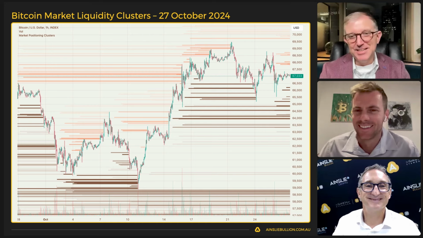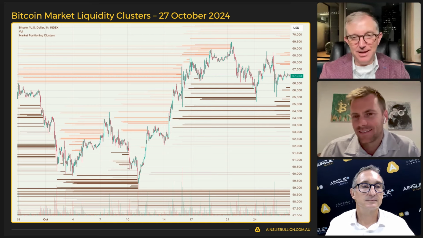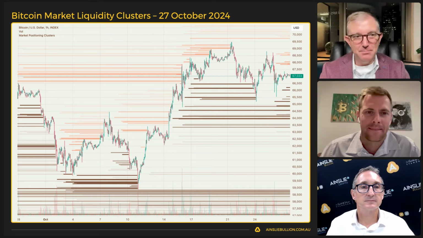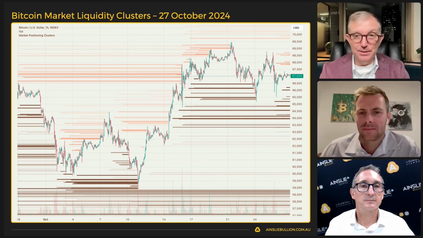Really zooming in to look at this is an hourly chart, really looking at the clusters of market positioning, and we've seen really the upside and the downside get wiped out over this last few weeks. Really, does that mean we're in the middle of no man's land here? What's your bias in this scenario?